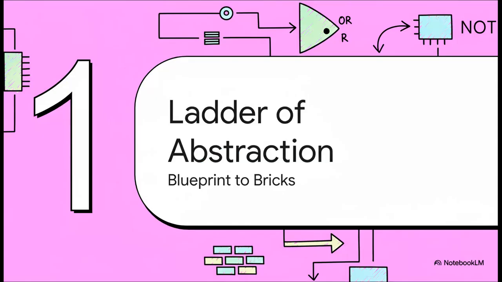A great way to picture this is with a ladder of abstraction. Think of it like looking at a map of a city. You can see the entire city plan from way up high. Then you can zoom into a single neighborhood. Or you can zoom all the way in and focus on the individual bricks of just one building. Each view is useful, but for totally different reasons.